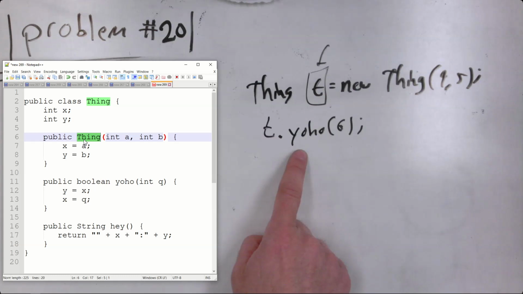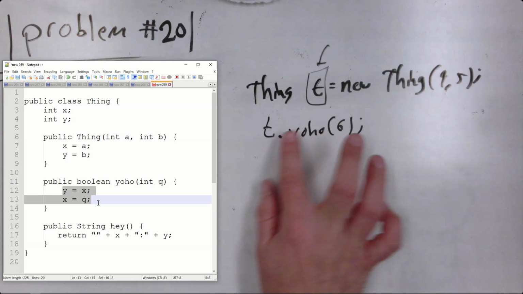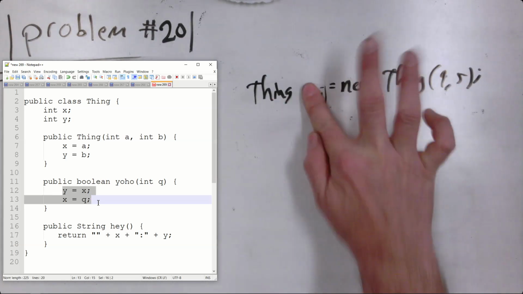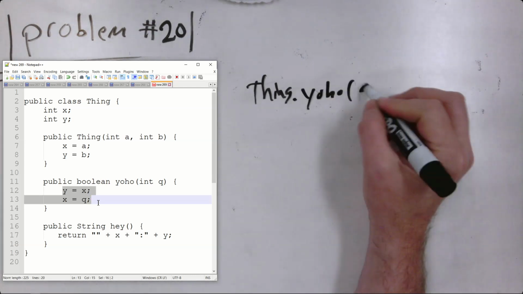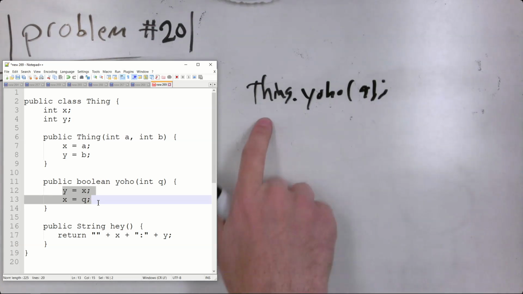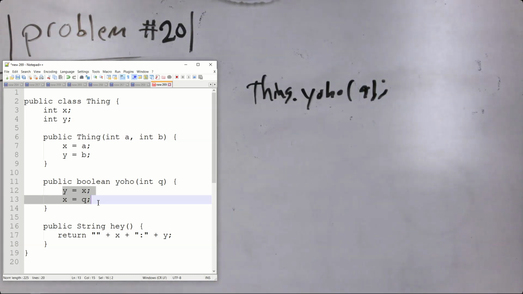A different way of thinking about this is everything has two variables, an x and a y. And so yoho looks like it's changing the x and the y. If I just said, let's go back to the original one, if I just said Thing.yoho, it's like, what x and y are supposed to be getting modified here? We don't even have an x or a y yet because we never ran the constructor.